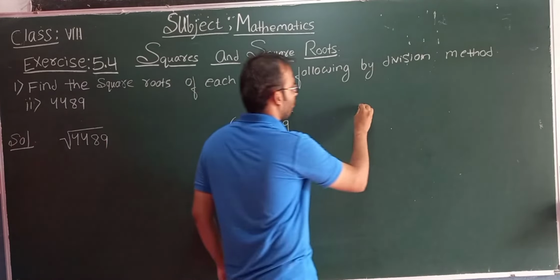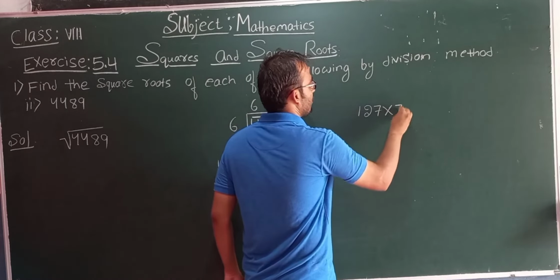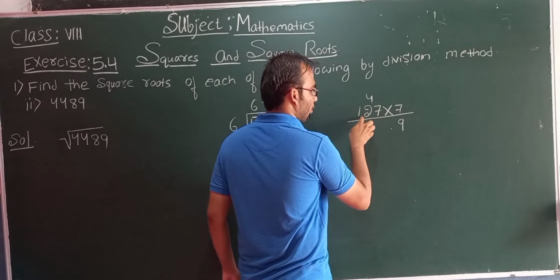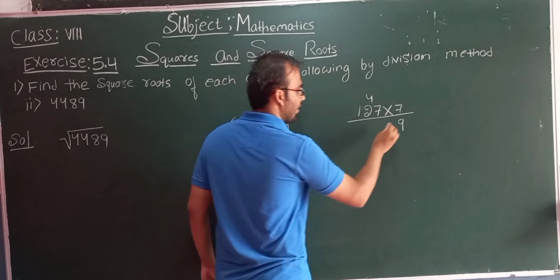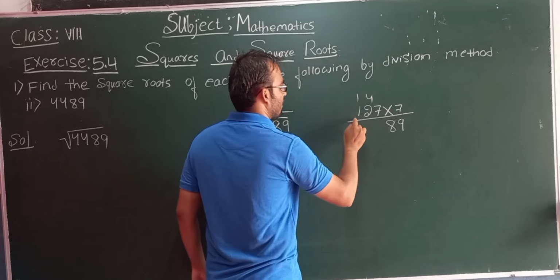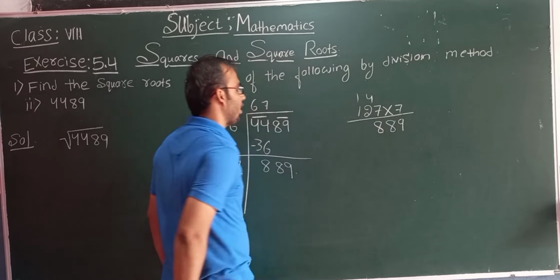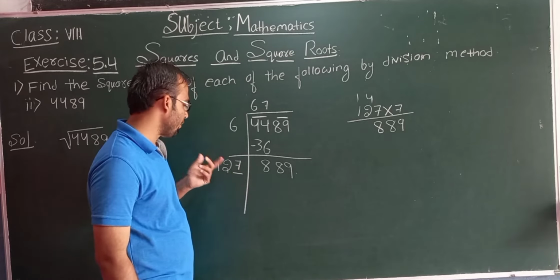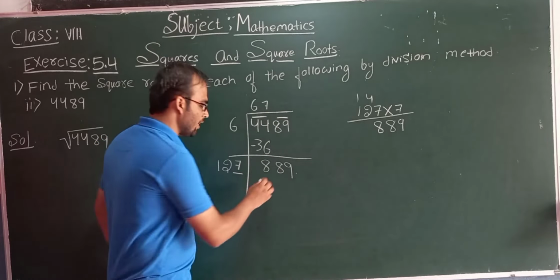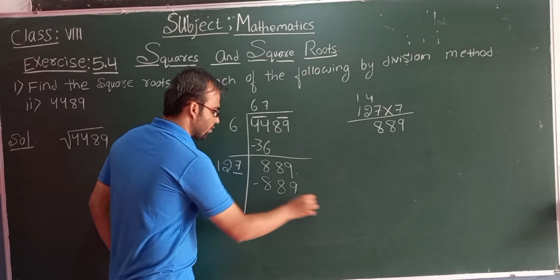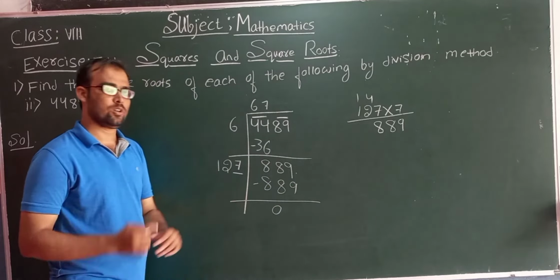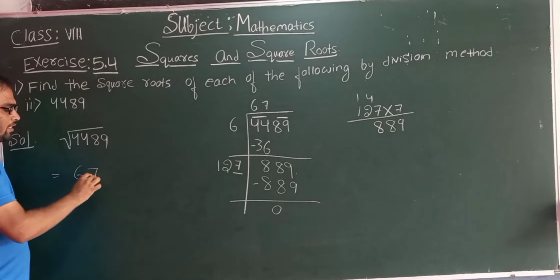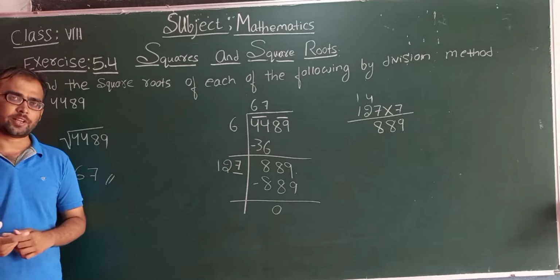Now 127 into 7. 7 sevens are 49, 9, 4 carry, 7 twos are 14, 14 plus 4 is what? 18, 8, 1 carry, 7 ones are 7 plus 1 is what? 8. So what we have got is 889. When we fill this blank with 7 and multiply 127 by 7, we get 889. Here we have got the remainder as 0. So this process of division is completed. Now what is the square root of this number? That is 67. The square root of 4489 is 67.